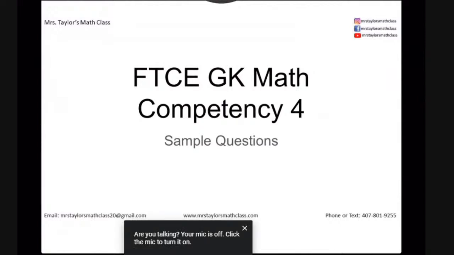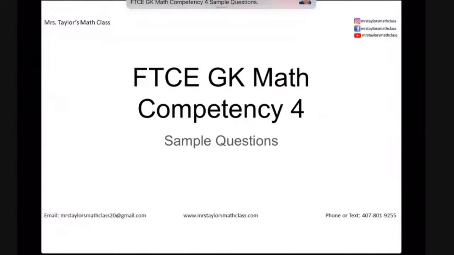Taylor's math class. Tonight, we are going to be working on a couple of problems from the FTCE math competency 4. We're going to do some sample questions. It won't be a whole lot, but it'll just be a few.